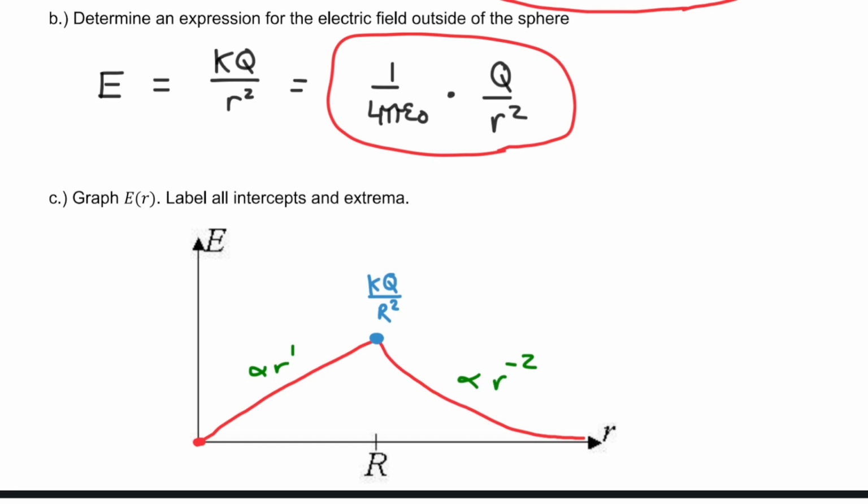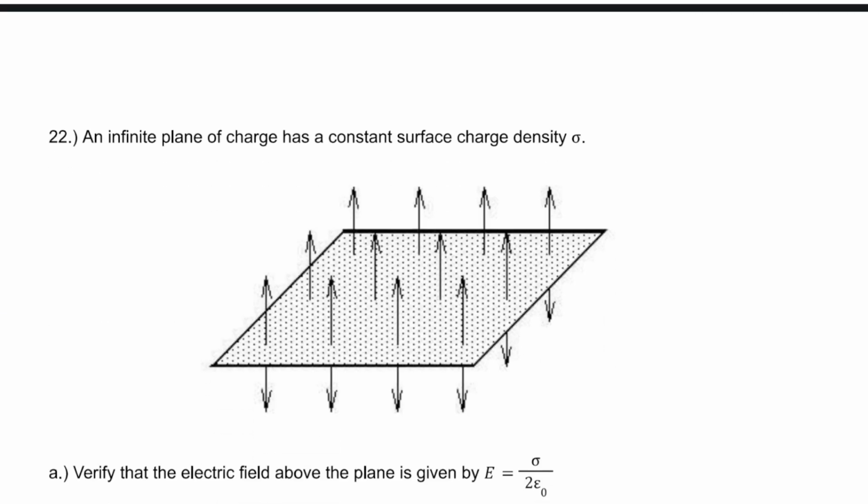So that's the insulating sphere of uniform density. Of course, we also have to do the parallel plate. This one is definitely not bad. It's just a weird derivation if we've forgotten it. So a plane of charge actually generates this sort of uniform field.